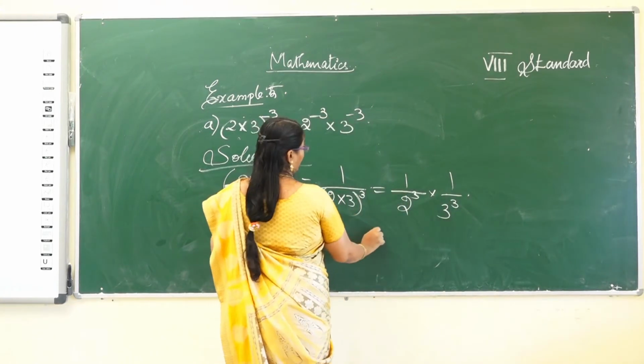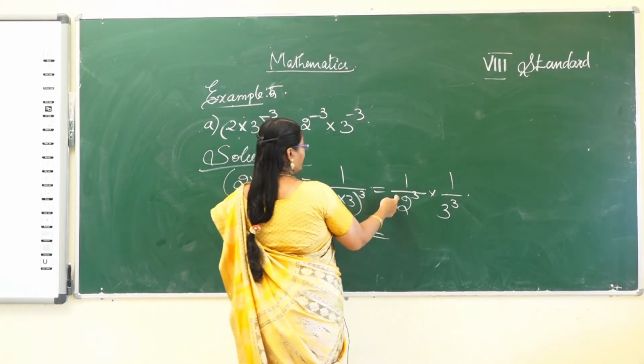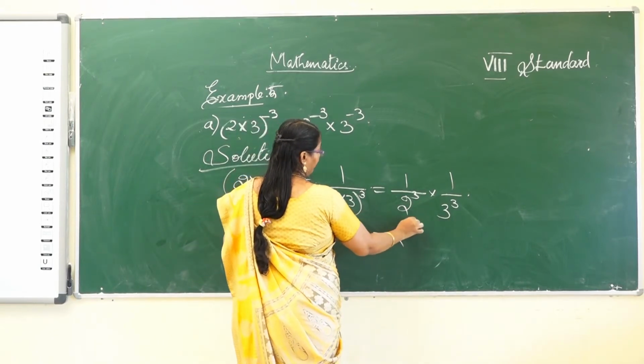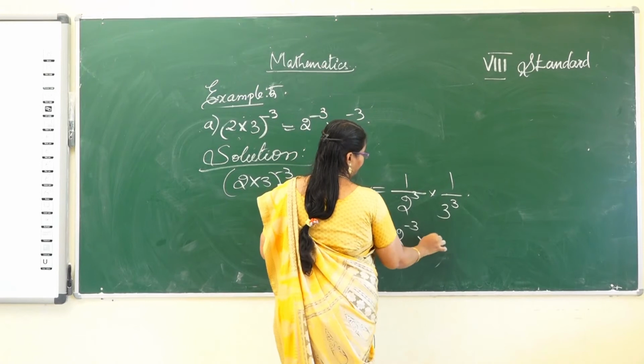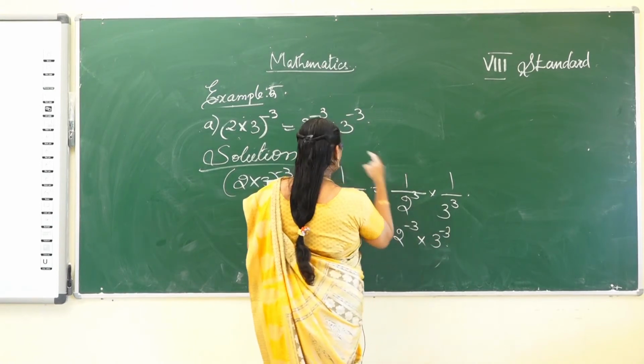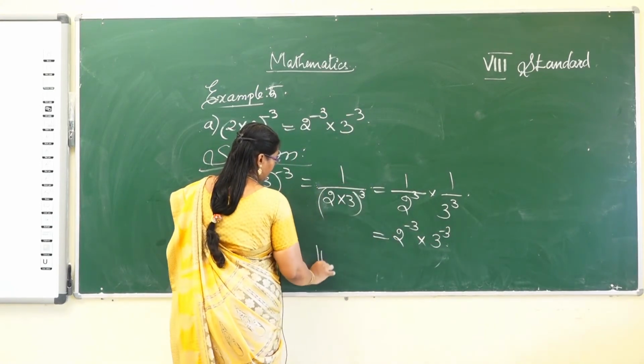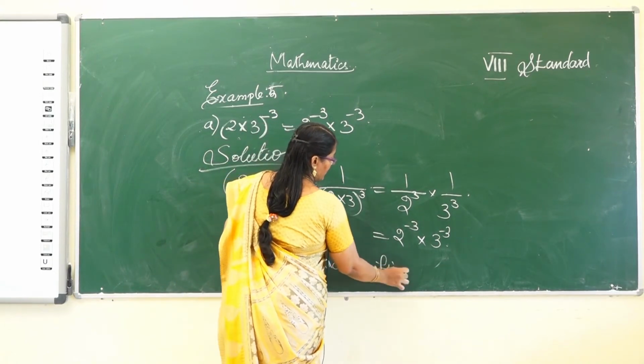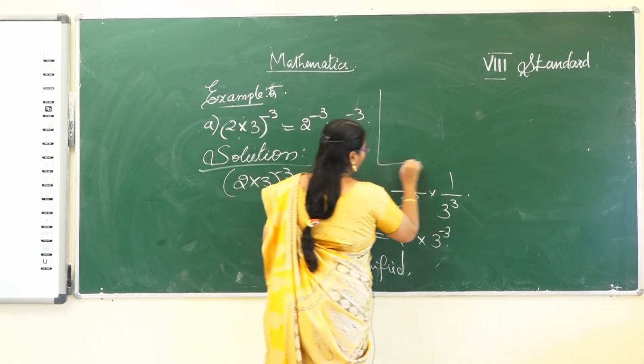Now write the negative exponent for this one. What is the reciprocal of 1 by 2 power 3? 2 power minus 3. Here 3 power minus 3. Hence proved. Hence verified.